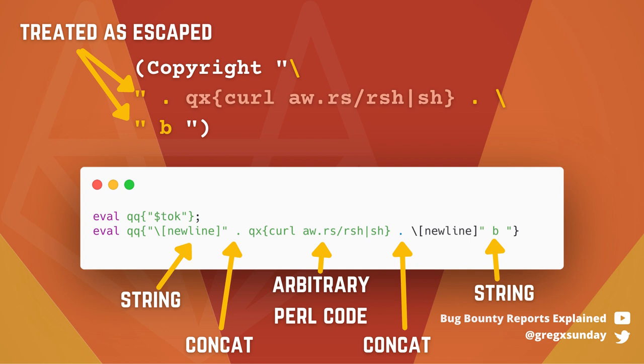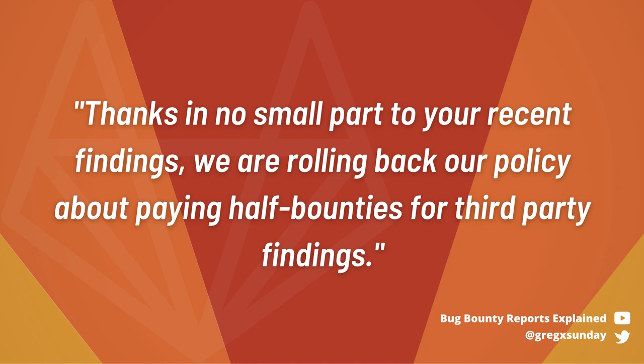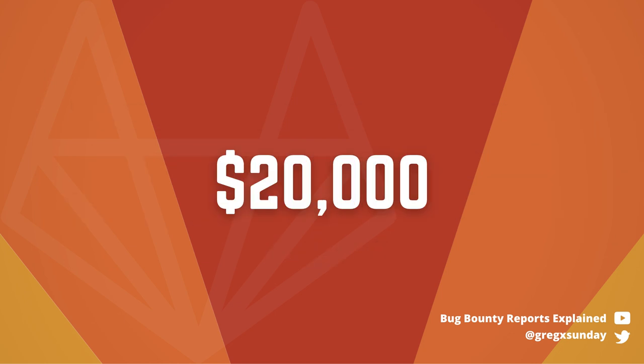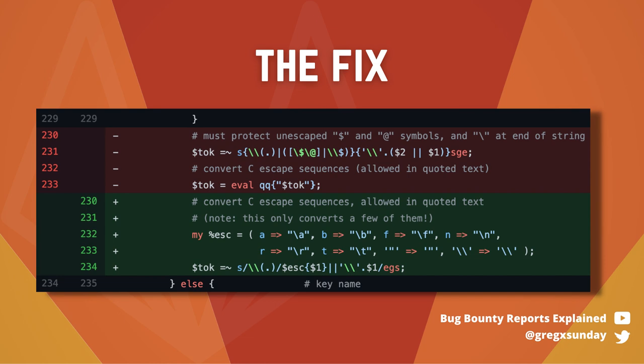So GitLab was not at fault here. It was a zero day in the exiftool library. GitLab had a policy of awarding 50% bounties for vulnerabilities found in third-party software. But thanks to this report and others by William, they rolled back that policy and paid him out the full $20,000 of reward. To fix that, exiftool no longer uses this eval call to escape those C sequences.